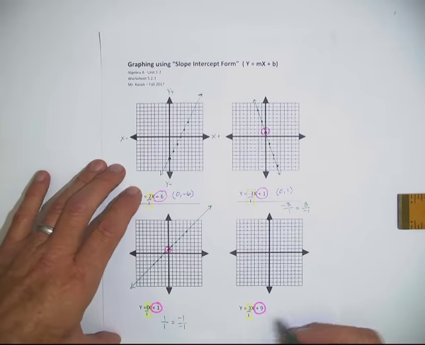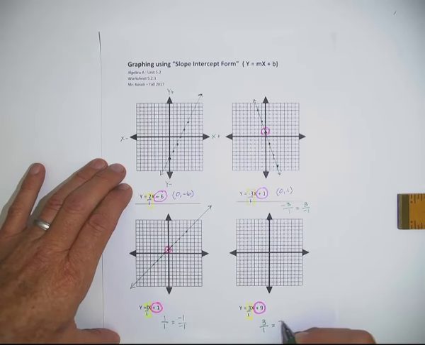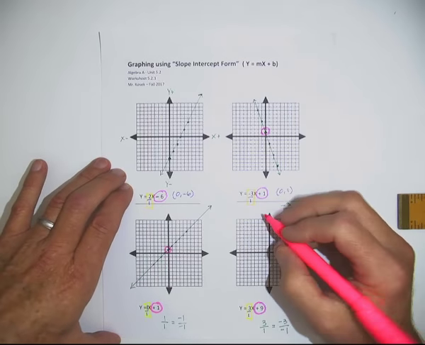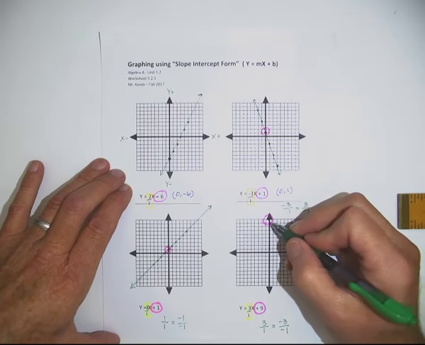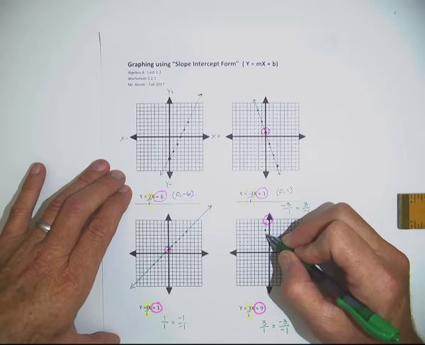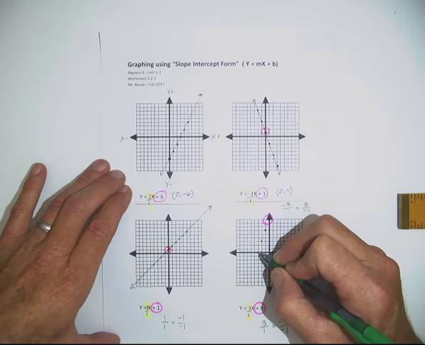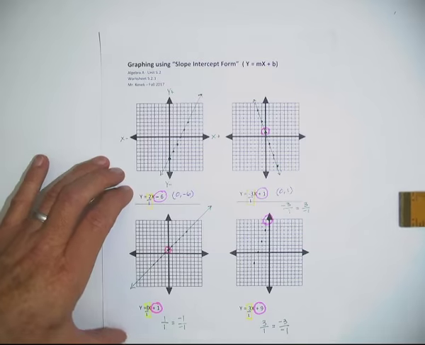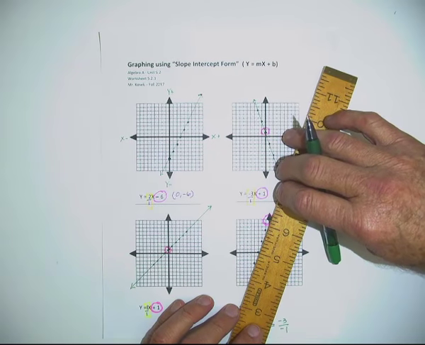We have no room on the graph, but we remember once again that 3 over 1 equals negative 3 over negative 1. So we can start from our y-intercept here, and we can come down negative 3, 1, 2, 3, and over negative 1. Down negative 3, over negative 1, and so on. So now we have those sufficient points, and we can draw our line.